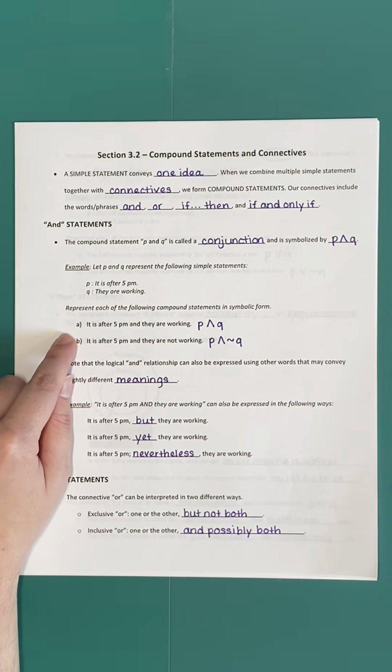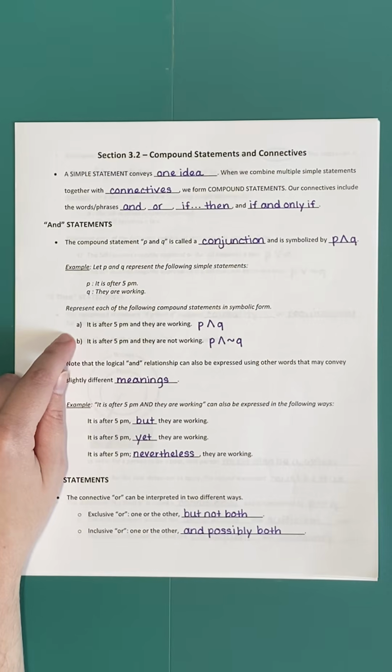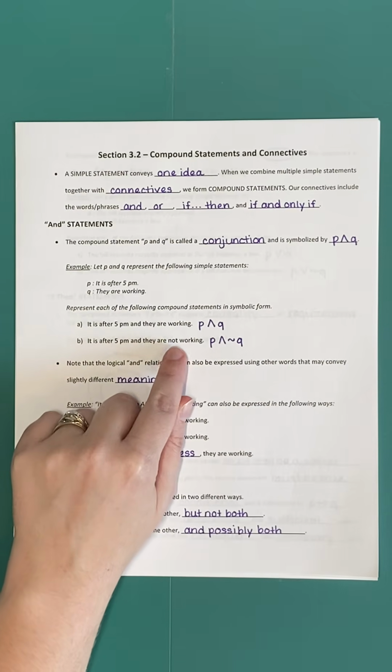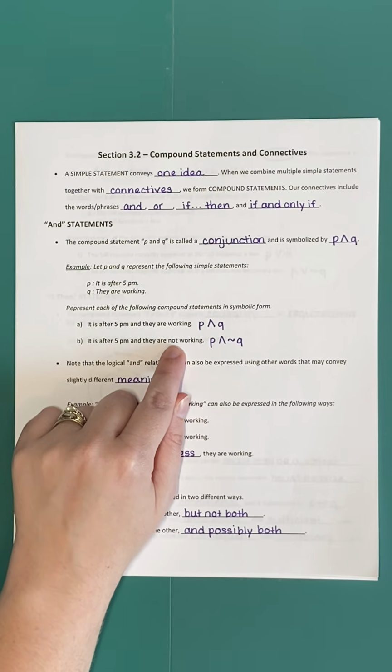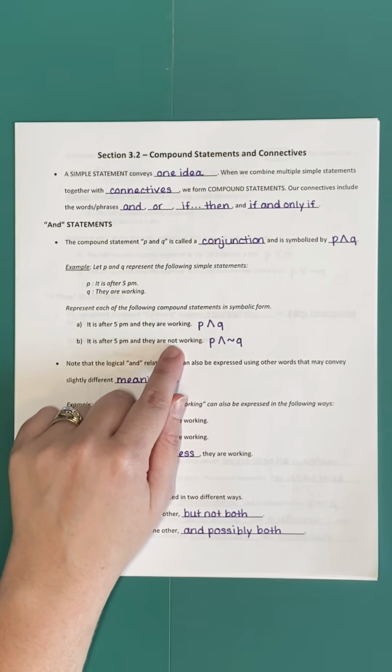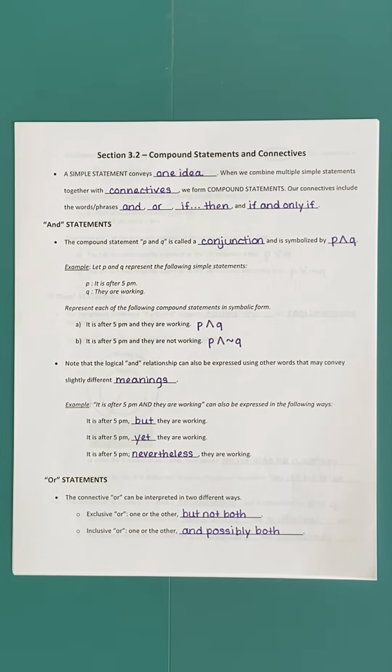Okay, it is after 5 p.m. and they are not working. So there's 2 things here. There's the word and, there's our connective, but we also have that word not. We talked about not in the last video. Not represents negation. It represents expressing the opposite idea from the original idea communicated by the statement. Our symbol for the word not is the tilde, the little squiggle symbol.